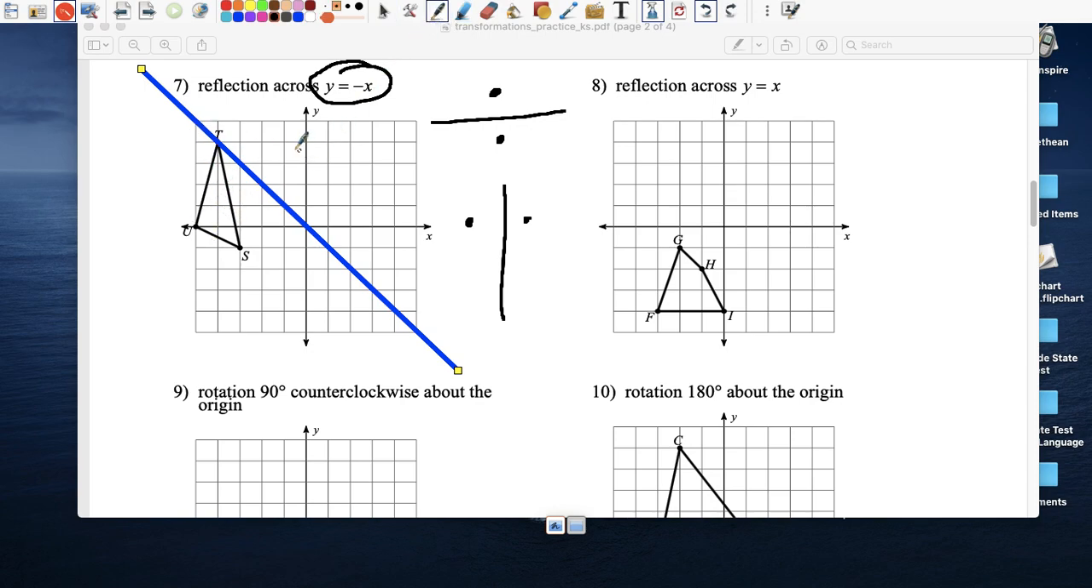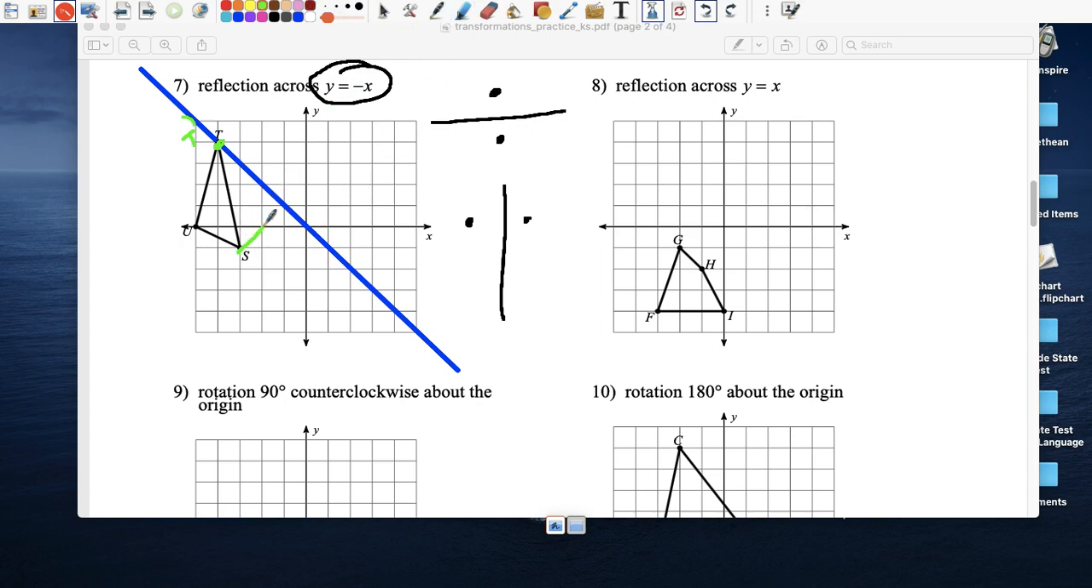Where would this be on the other side? Well, point T is on the line, so T prime, let me change colors, is still on the line, it's the exact same spot. Now, when we reflect something, like for example here, we count 1, 2, 2 units away, and its reflection would be 2 units away. But to figure out where S is on this diagonal line, we have to count diagonals.